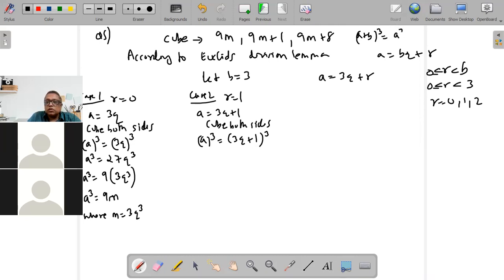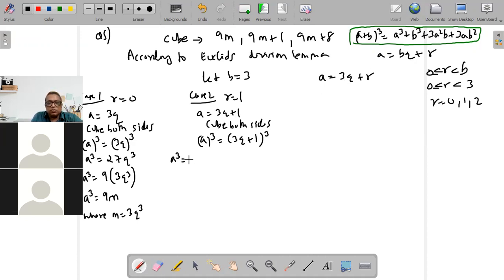a cube plus b cube plus 3a square b plus 3ab square. Correct. So those who have forgotten this, kindly make a note of it. This is the class 9 identity you have to remember: a plus b whole cube is equal to a cube plus b cube plus 3a square b plus 3ab square. So this is the identity which I will use to solve this.